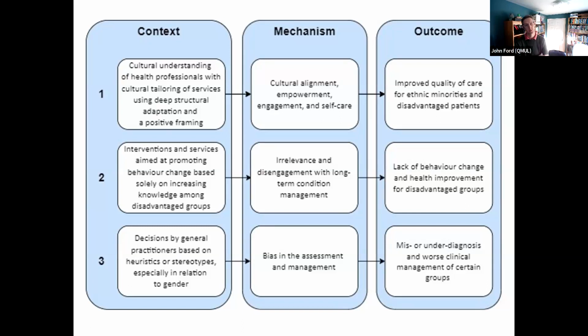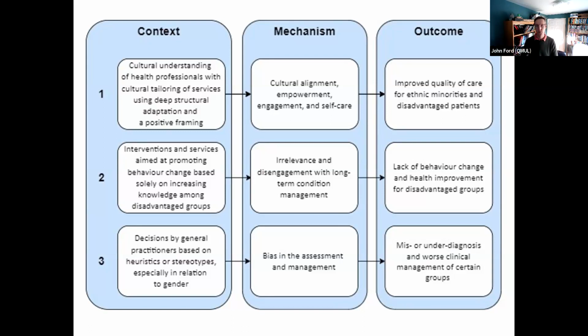So number 2 is a negative one. This is where we're in the context of interventions and services which promote behaviour change solely on increasing knowledge among disadvantaged groups. It leads to irrelevance, disengagement with long-term condition management, which leads to a lack of behaviour change and health improvement for disadvantaged groups. Again, this idea that if we're just giving people leaflets and information and telling them to go and do better, it's likely to not have much of an impact. So hopefully you can see how these CMOs work. All of this data we've got references for and coded text from published literature. So those are the types of CMOs we came up with.